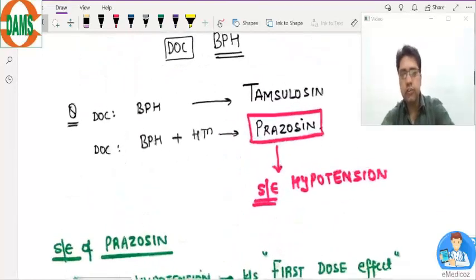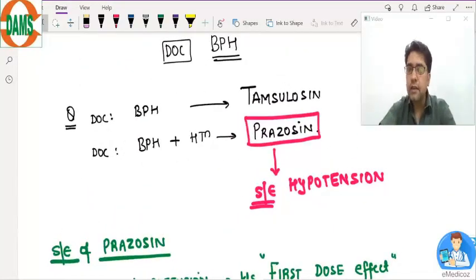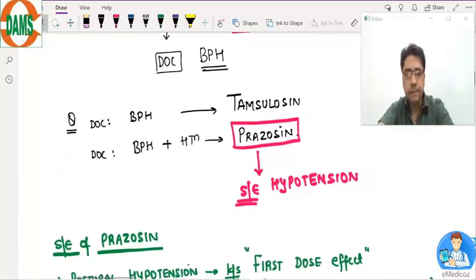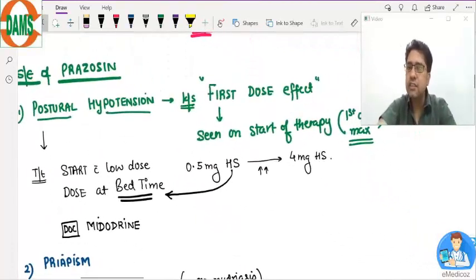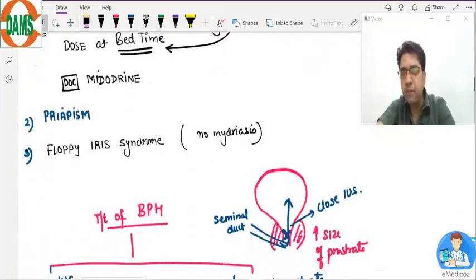So we know the drug of choice for BPH is tamsulosin. For BPH with hypertension we give prazosin. Side effect of prazosin: first dose effect or postural hypotension. Start with a low dose, give at bedtime. Treatment is midodrine. Other side effects are priapism and floppy iris syndrome, because there will be no mydriasis.